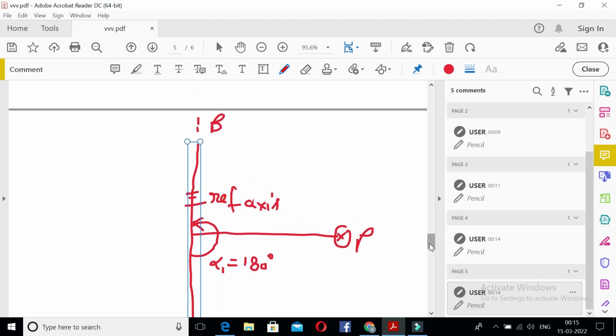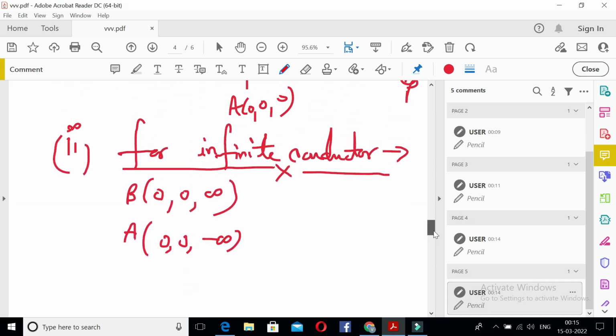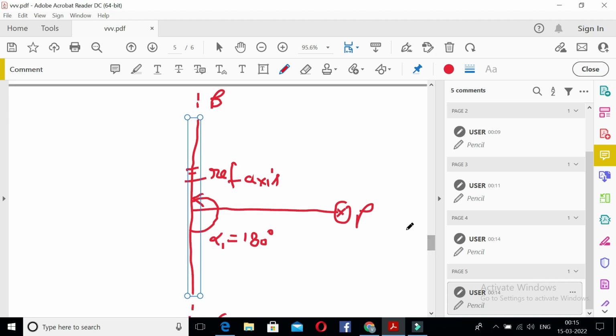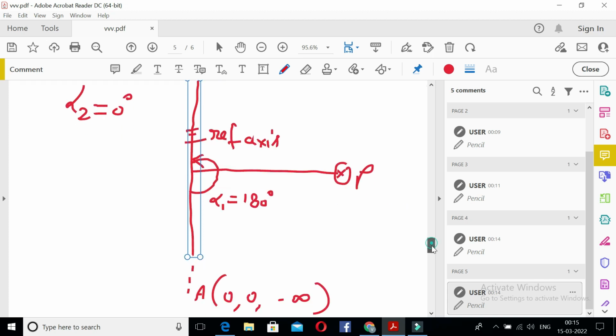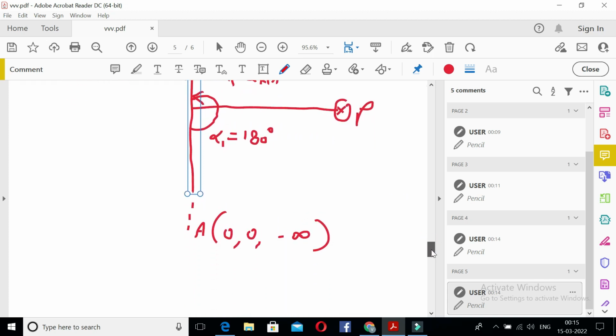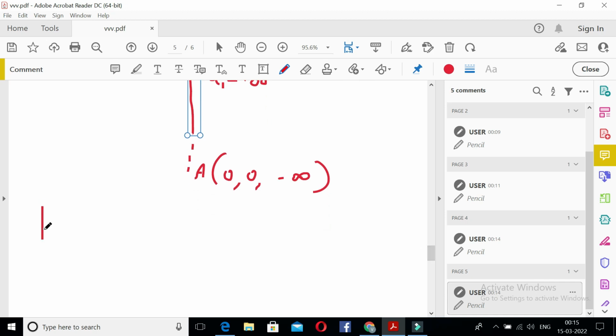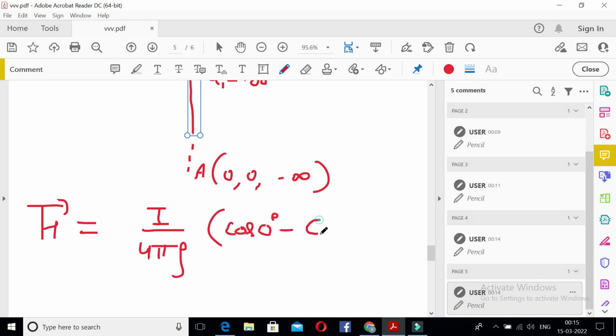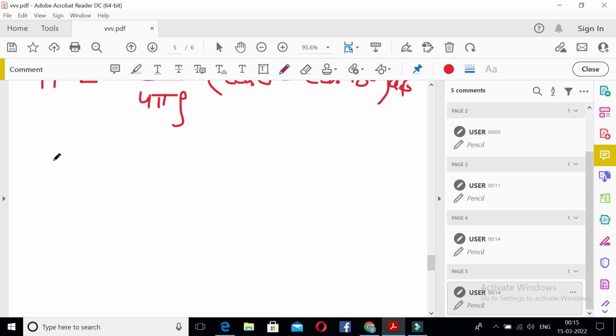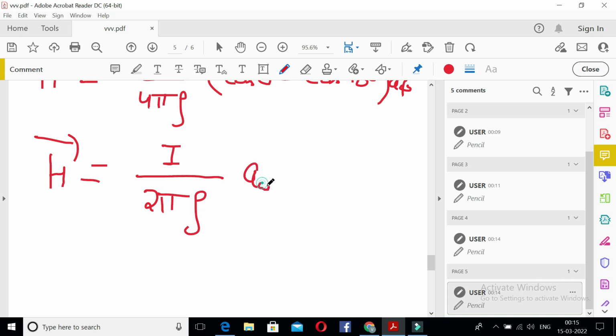Now what is the angle of alpha 2? Similarly, as we have found in the previous case, alpha 2 is 0 degrees. So put the values alpha 1 as 180 degrees and alpha 2 as 0 degrees. We get H vector equal to I upon 4 pi rho, cos 0 degrees minus cos 180 degrees, into a phi cap, and we get H vector equal to I upon 2 pi rho into a phi cap.